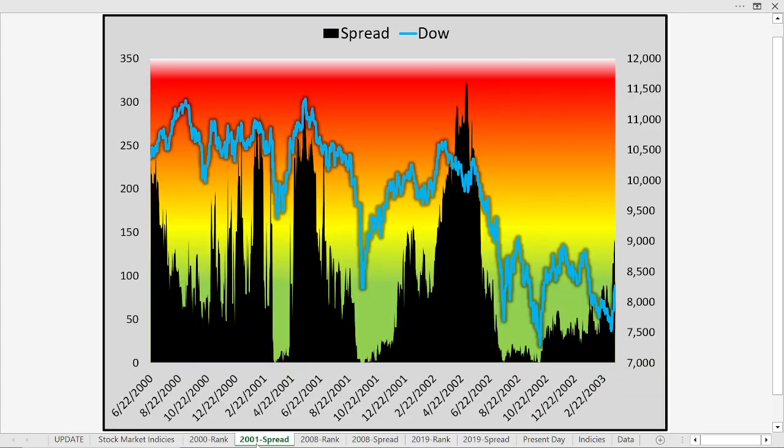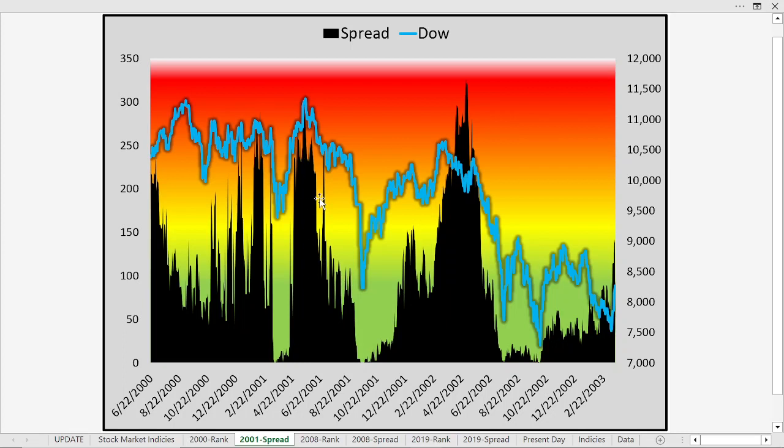Now, same period of time, this is 2000 to 2003. And this black histogram bar in the background shows us the spread. Remember, that's the difference between the different indices. The blue line represents the Dow Jones Industrial Average, just to give us an idea about where the market was at that period of time. Now, take notice, August 2000, when the market was still very close to the highs, we see the spread was relatively low. However, when the NASDAQ stocks started to go down, the spread widened, and we see this with the black histogram bars going up.